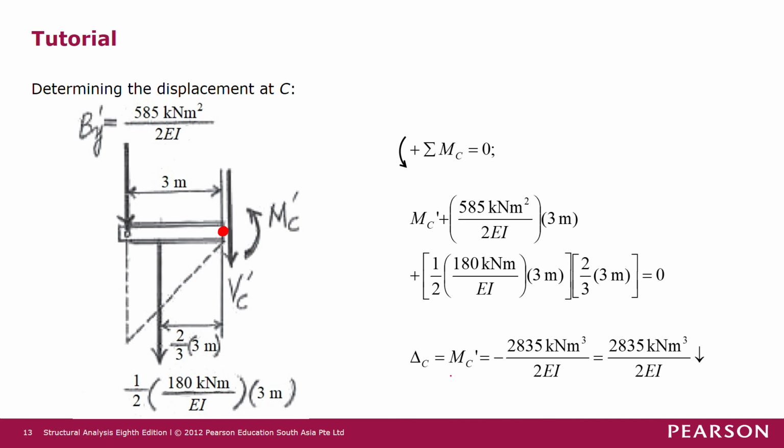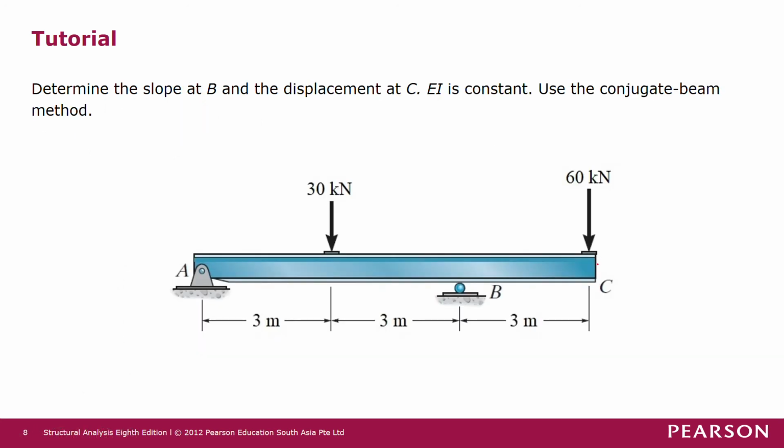So the solution gives us MC prime equals minus 2835 kilonewton cubic meter over 2EI. So it equals the magnitude of 2835 kilonewton cubic meter over 2EI, which is downward deflection for joint C. So meaning that the deflection here is downward with a magnitude of 2835 kilonewton cubic meter over 2EI.